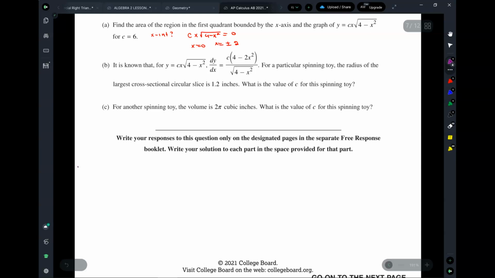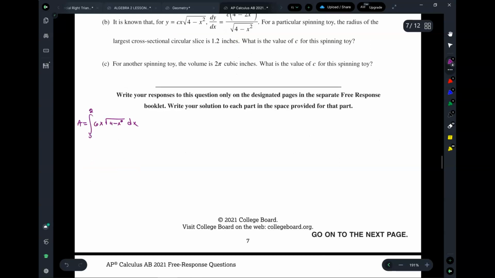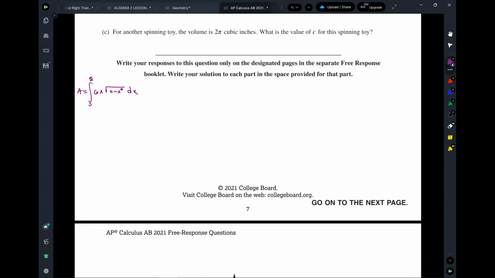So, what's another word for area? Starts with an I. Integral. It's the integral from 0 to 2 of 6x times the square root of 4 minus x squared dx. Okay, this is the non-calculator section. It means I'm going to do this by hand. Okay, so, good old U substitution.